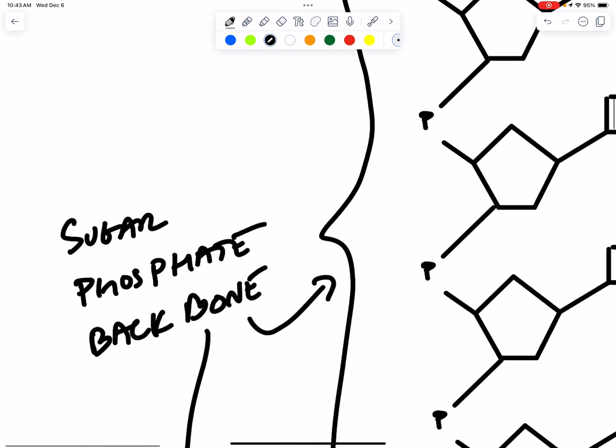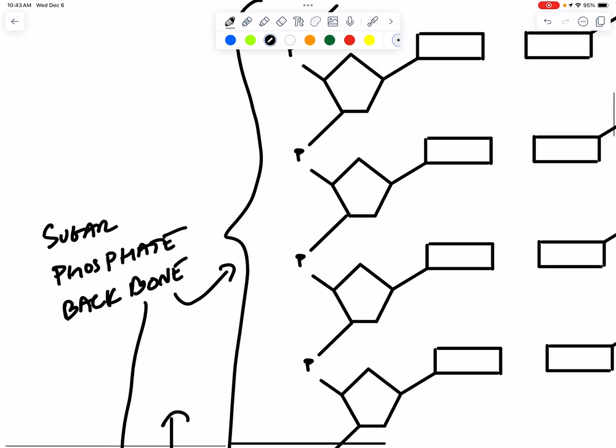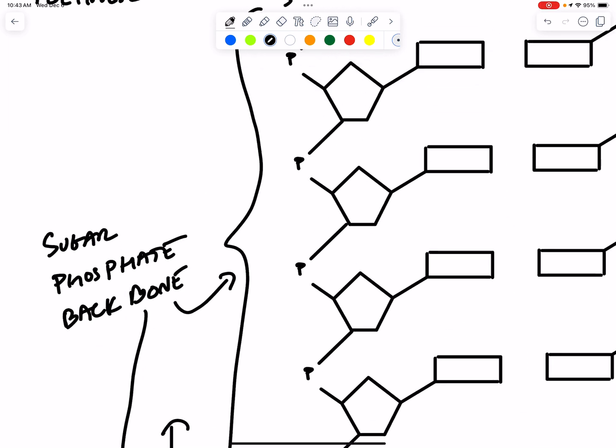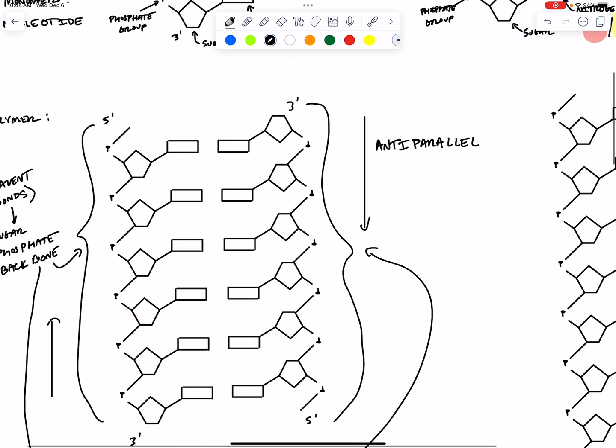Okay, the sugar phosphate backbone, I should also say, is held together by covalent bonds. So the bonds between the nucleotides, they're all covalent bonds that make up the sugar phosphate backbone.